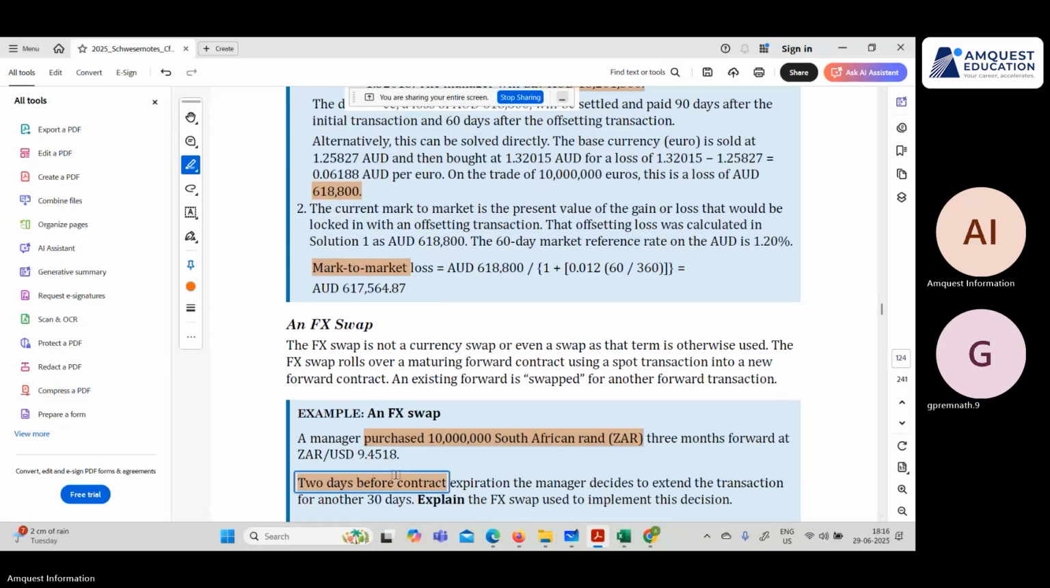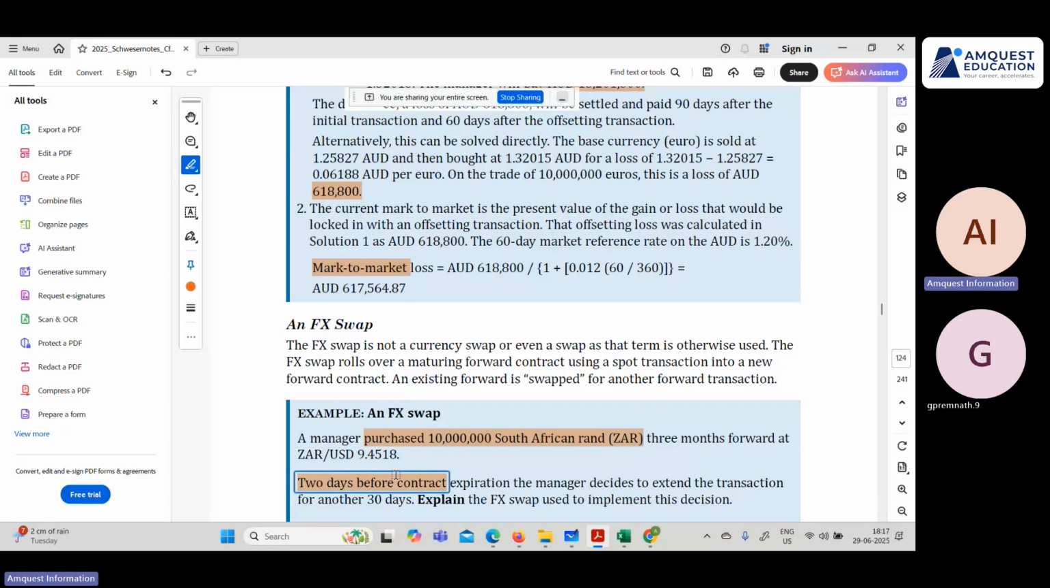Why would he sell? Why does he do spot? He's going to receive ZAR in 2 days, but he doesn't need them. What would he do? His original contract is to buy. Effectively, he will have to buy, right?